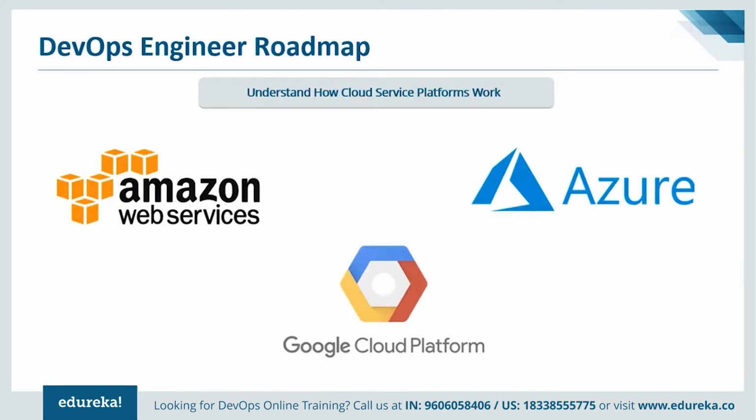Cloud platforms. So basically, nowadays most of the organizations have their infrastructure on cloud. Maybe it might be AWS, Linode, Azure, GCP, any cloud service provider. So you need to understand how you can implement DevOps practices on cloud, how you can create and develop CI/CD pipelines on cloud, right?